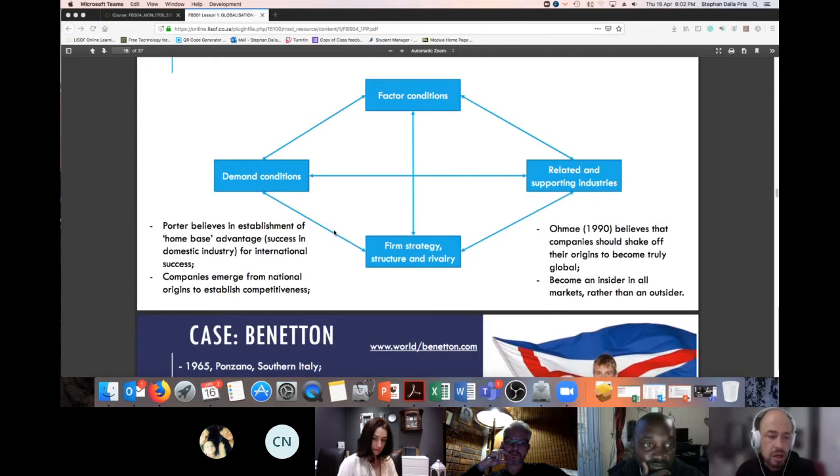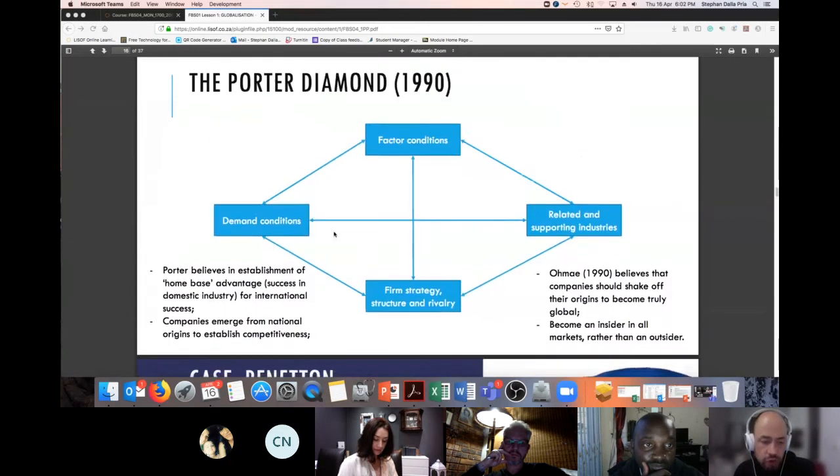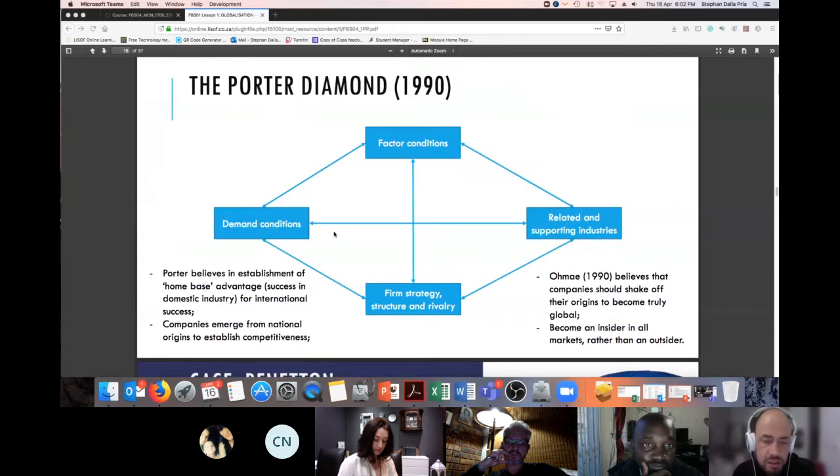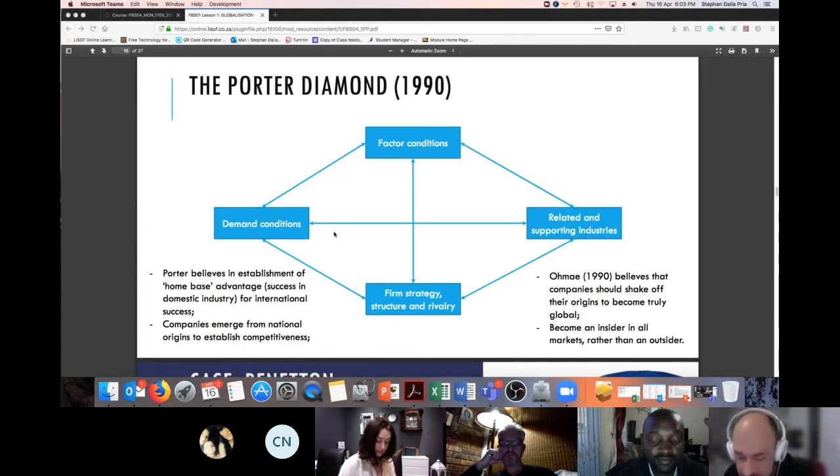Okay. Porter's diamond. I'm just quickly going to talk you through this because we're running out of time. So again, you use Porter's diamond when you want to ask the question: is a company ready to expand into an international market? It asks about factor conditions. So again, factor conditions meaning things like labor. Can we produce materials? What is the labor situation? Can it be produced? Are the necessary skills available?